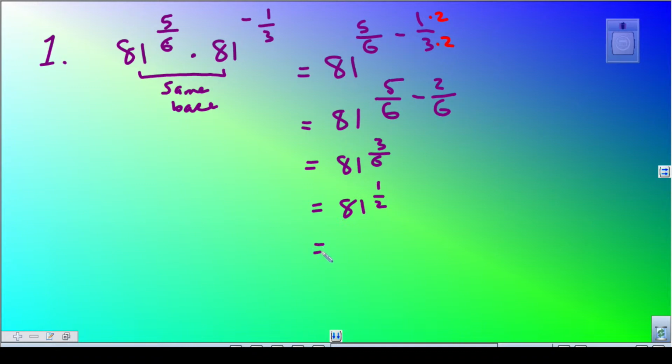And what do you think is that root? If I want to go from here to the root, what root would that be? Cubic root? Fourth root? What's this root here? Square root. It's very true. Square root of 81, which is how much? What's the square root of 81? 9.